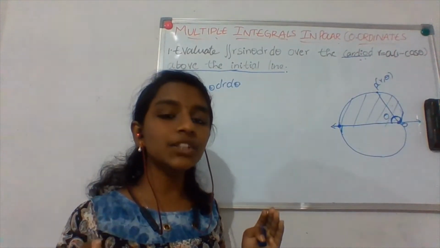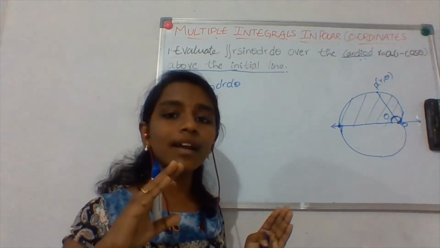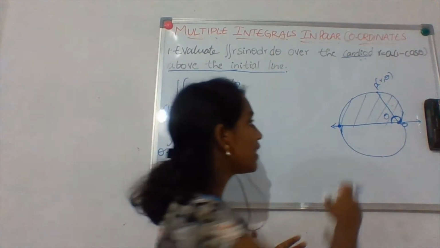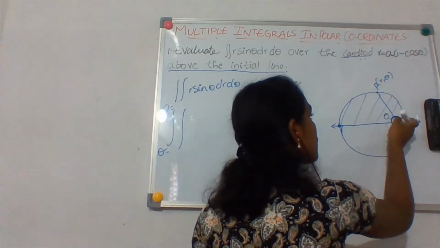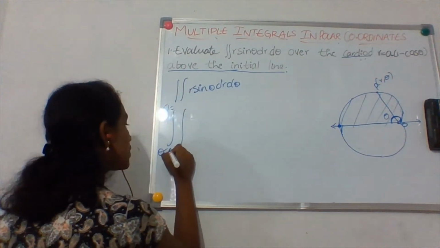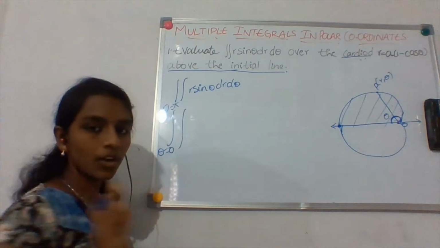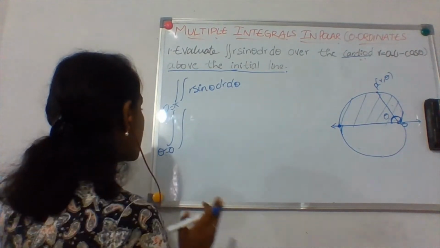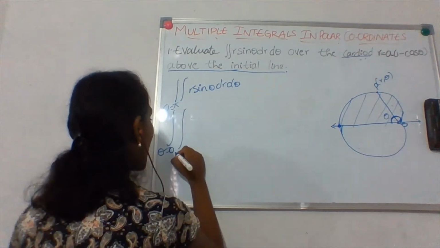But he asks you to find only for the area above the initial line. So only this part, from 0 to 180 degrees, right? 0 to 180 degrees, so 0 to pi. Have you got it clear? Yes. So now let us look at r.